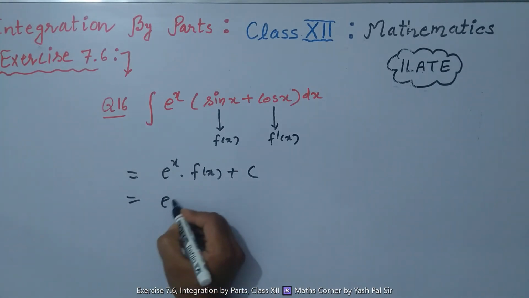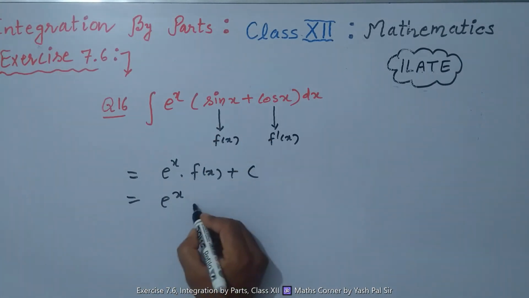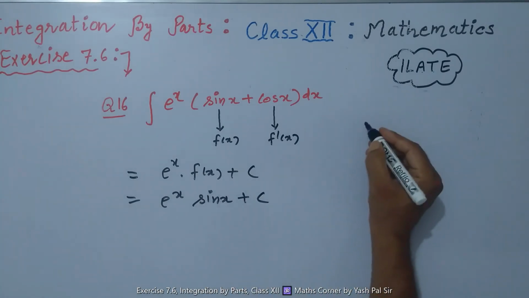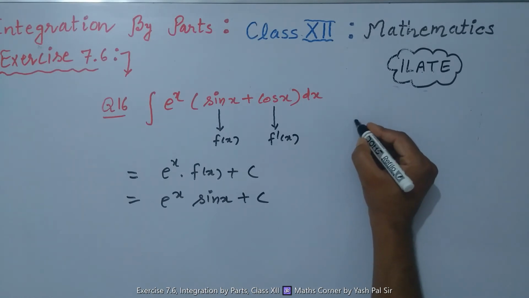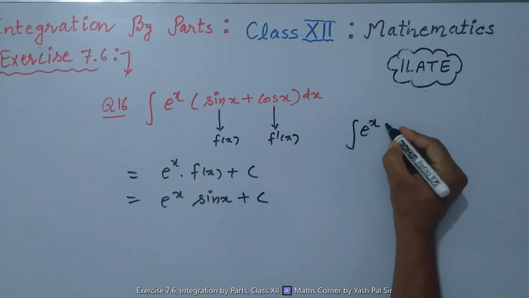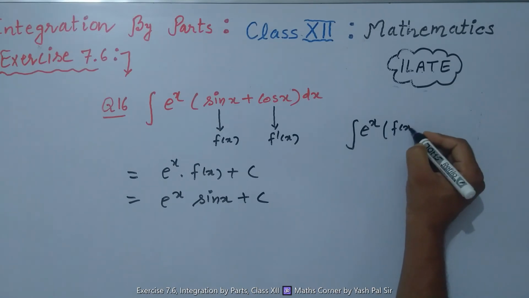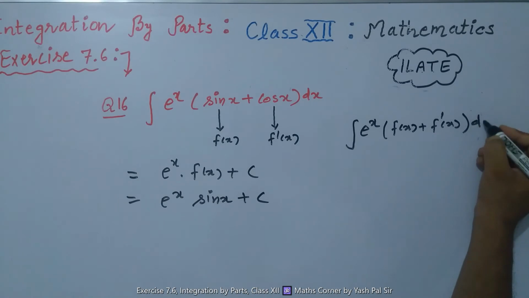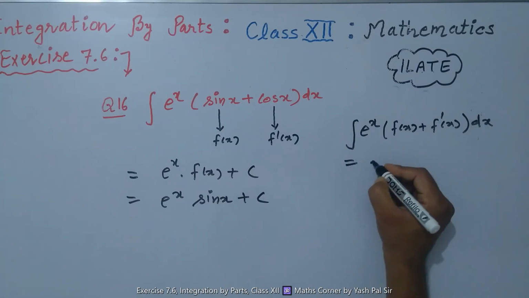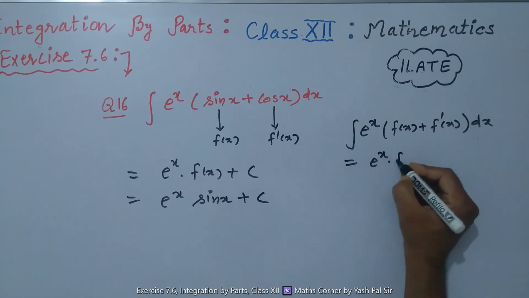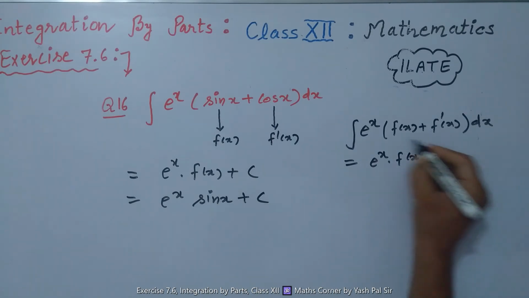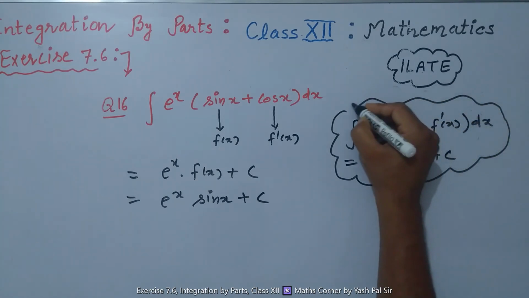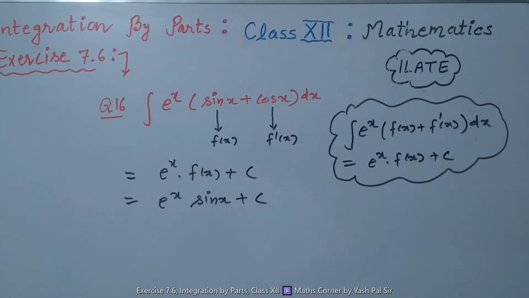That means e power x into what is f of x? This is sin x plus c. So we have to consider the rule: integration of e power x into f of x plus f dash x into dx will be equal to e power x into f of x plus c. This is the rule we have followed here. Now coming to the next question.